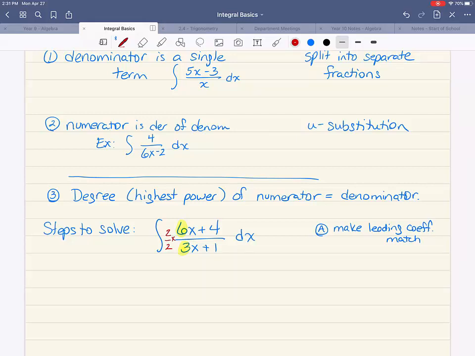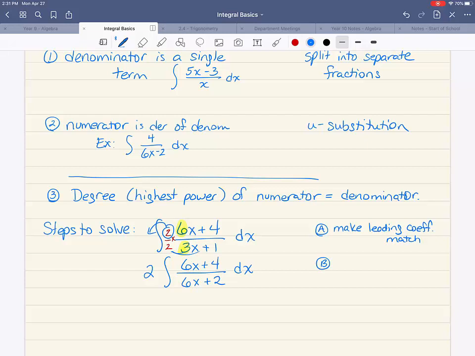Okay? The 2 on the bottom is going to multiply to the 3 to make it a 6. The 2 on the top is kind of extra baggage, so we're going to pull it out of the integral. So we're going to rewrite this problem as this 2 outside, 2 integral 6x plus 4 over, now distribute the 2 on the bottom, 6x plus 2 dx. Now do you see that the top and bottom leading coefficients match?